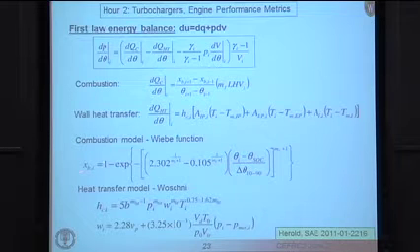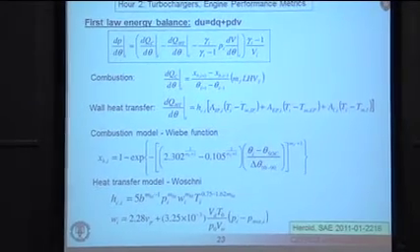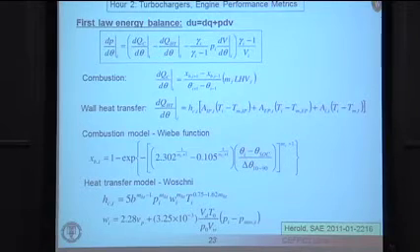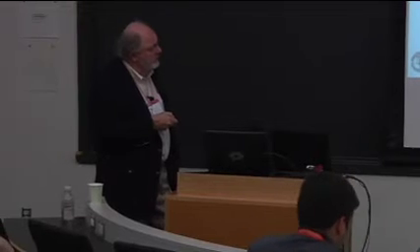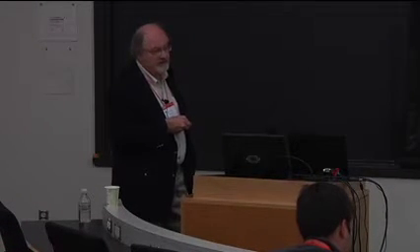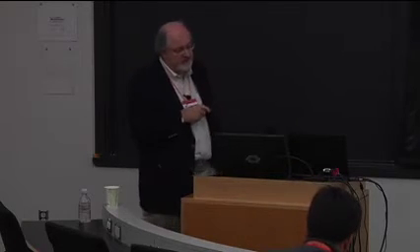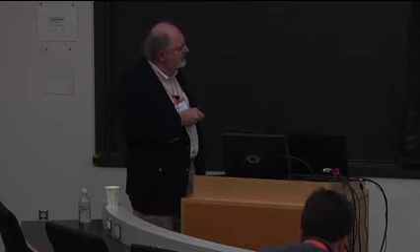The Wiebe function essentially provides this parameter x, which is the amount of fuel that has been burned. So x would be 0 when we start, x would be 1 when all the fuel is burned. It's typically assumed to be an exponential function. We have to specify the time of start of combustion and the duration of combustion. 10 to 90 here, you'll see in a minute, is the 10% to 90% combustion duration. And then there are some constants.